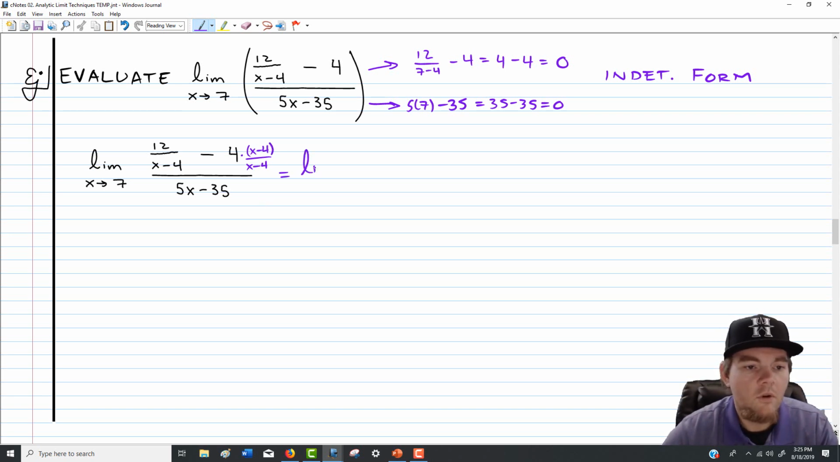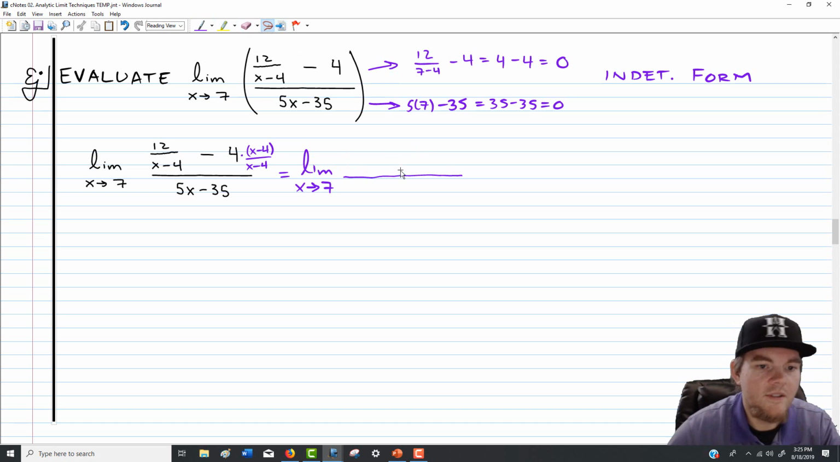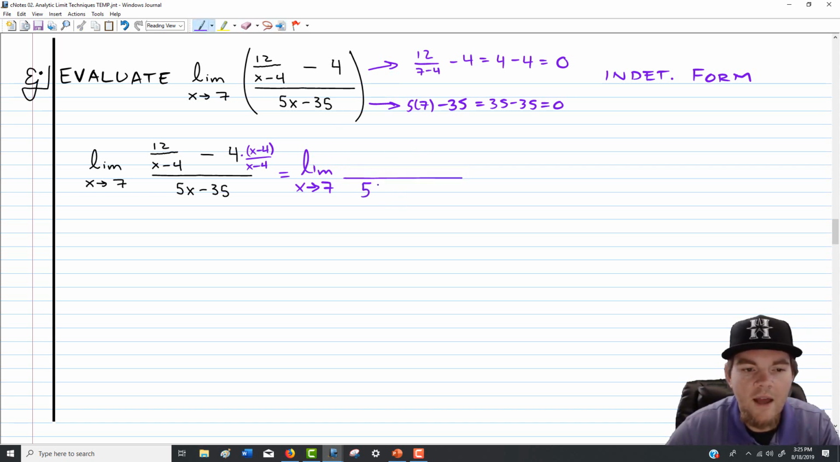So when I do this, of course this doesn't do a whole lot to the rest of the problem, although you might, like me, notice that the denominator itself can be cleaned up a little right off the bat, or factored at least to 5 quantity x minus 7. So to start off there, I'll do that as well. And then up top, what I have is 12 over x minus 4 minus 4 quantity x minus 4 over x minus 4 as well.